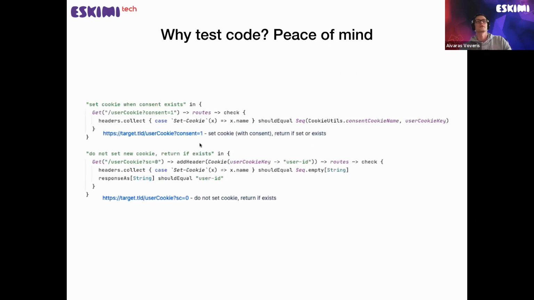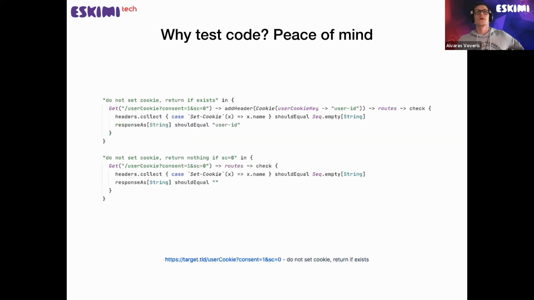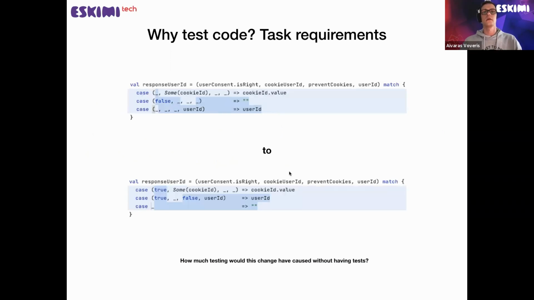Two more cases: we set the constant to 1, and we set some constant. We expect the cookie to be set. Then we pass the don't-set-cookie GET parameter, and we are returning if something exists. So just a few more cases to check that everything is all right, and then the outcome that we've got is this code change.